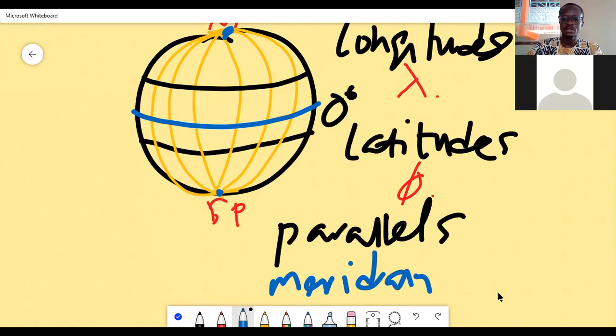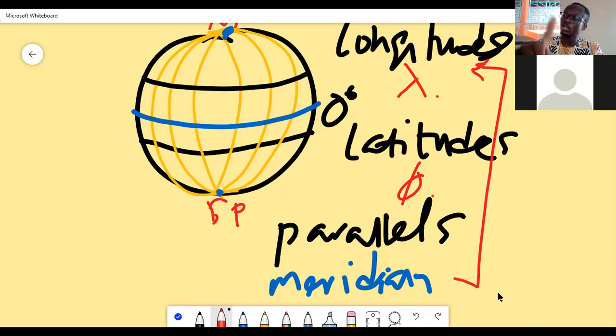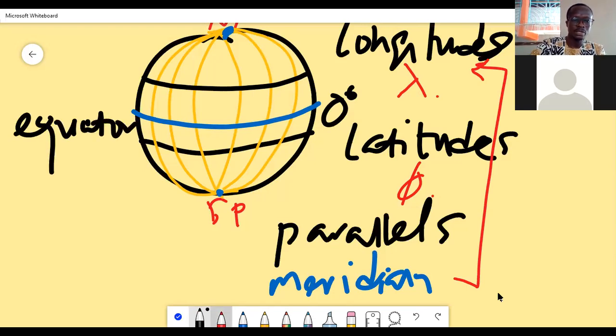Meridians. So that's why we have the Greenwich meridian. If you've heard of the Greenwich meridian, that's another name for a longitude. But the Greenwich meridian is a reference longitude, just as the equator is a reference latitude, 0 degrees. They are all measured in degrees. I'll explain to you why that is the case.